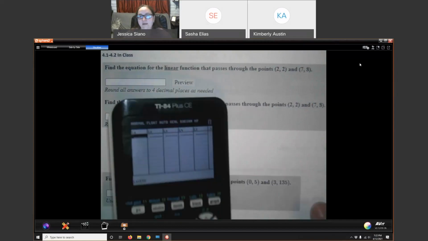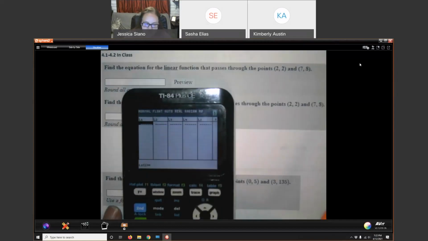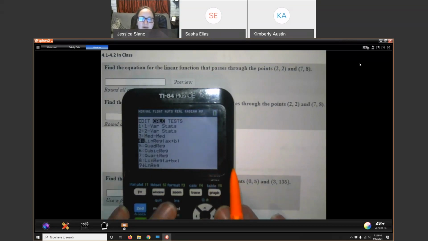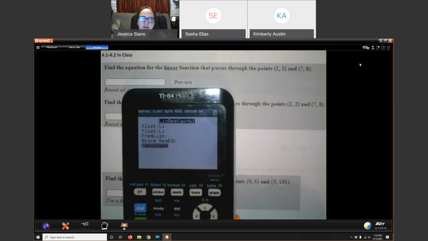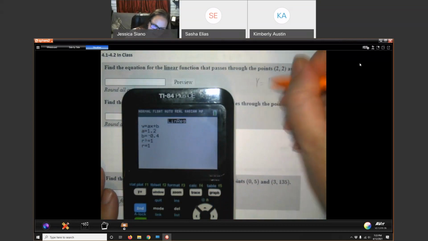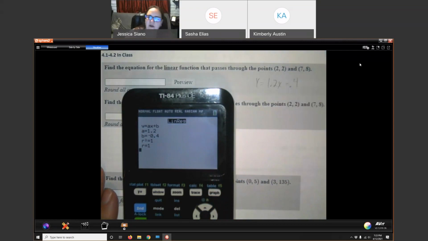Instead, we're going to go to stat and then edit, and we're just going to put our 2 points in here. So my x values are 2 and 7, and my y values are 2 and 8. Then to figure out the equation of this line, I'm going to go stat, calc, linear regression. The calculator is going to figure out the equation of this line for me. The equation of this line is y equals 1.2x minus 0.4.